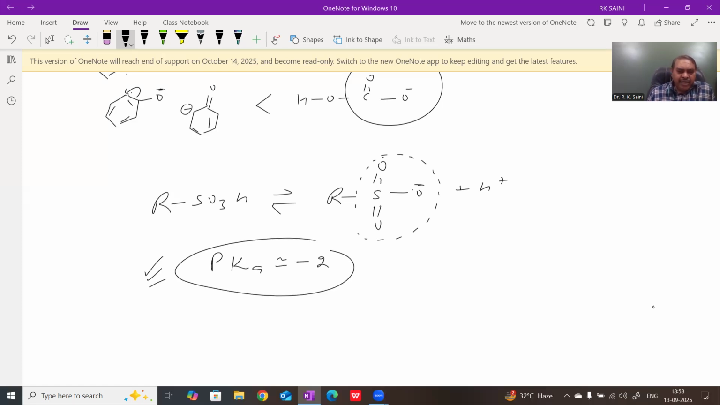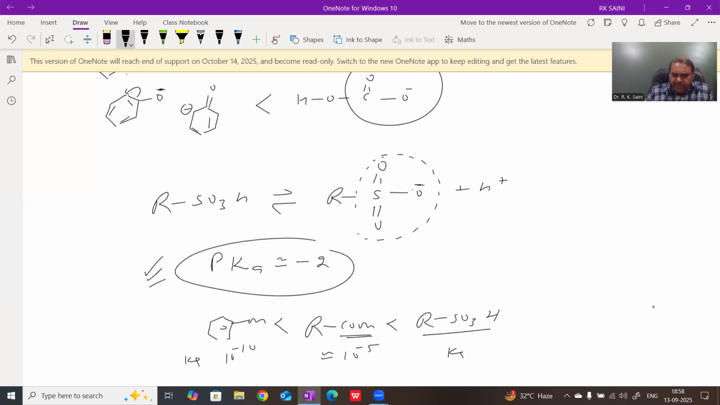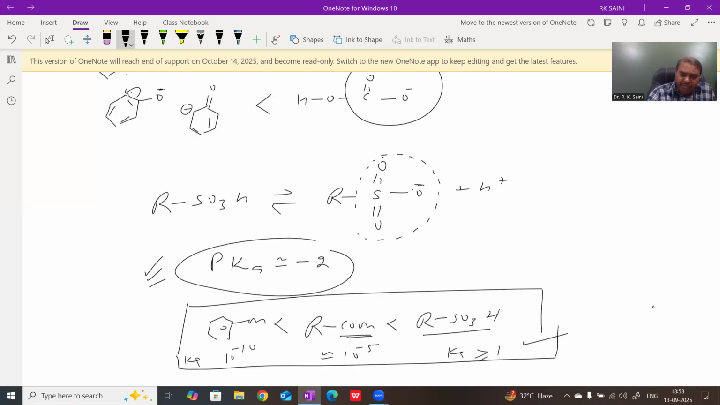So now we check the relative strength of phenol, carboxylic acid, and sulfonic acid. There is a difference of nearly 1 lakh times in their Ka. The Ka of phenol is nearly 10 to the power -10. The Ka of carboxylic acid is in the range of 10 to the power -5, and the Ka of sulfonic acid is 1 or more. It means their relative acidic strength is very different.